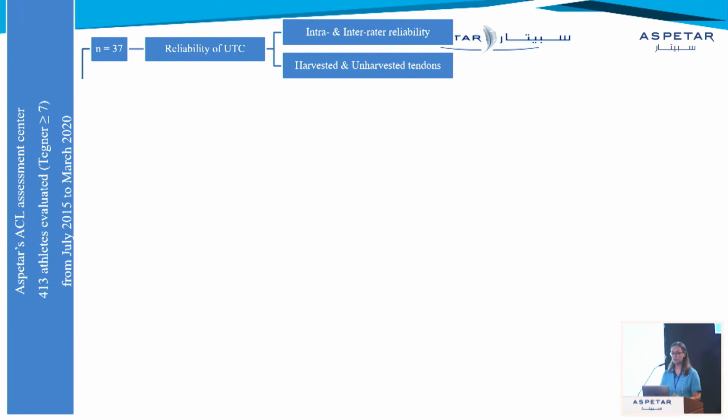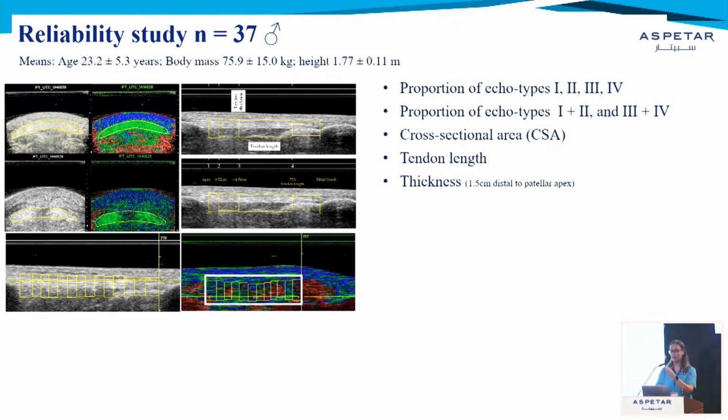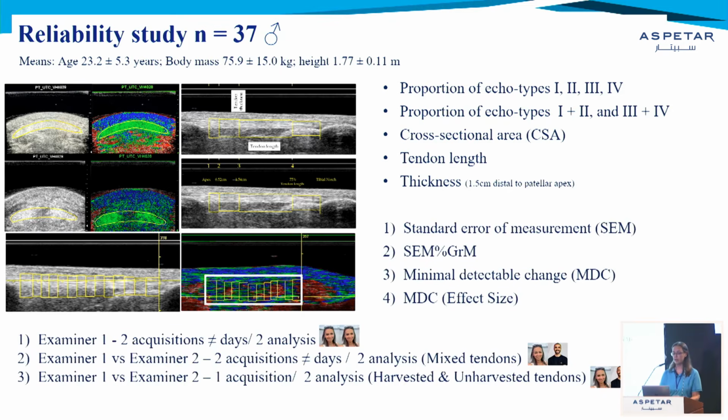So the first study was the reliability. We had 37 patients included, but in different situations. We observed the proportion of echotypes 1, 2, 3, 4, the sum of them, as most of the studies use, cross-sectional area, tendon length and thickness. And then the tests were done by me, Rafael and I, to test harvested, unharvested, to test a mix of everything, to see during acquisition and analysis. And we measured, of course, the standard error of the measurement and the minimal detectable changes.